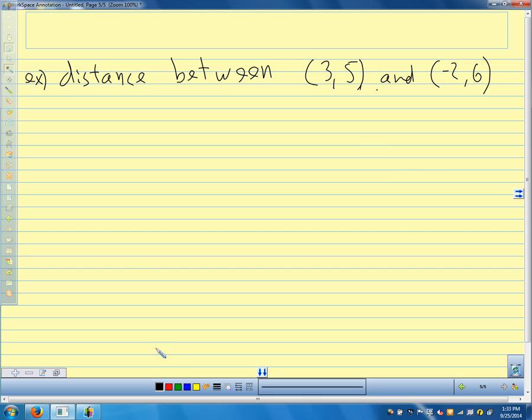So we're going to do the same thing we did before. Label our points, x1, y1, x2, y2. The 1s and 2s need to stay together. Doesn't matter which ones we call which. And I just plug these points into my formula. The distance is going to be the square root of x2 minus x1, negative 2 minus 3 squared, plus y2 minus y1, 6 minus 5 squared.